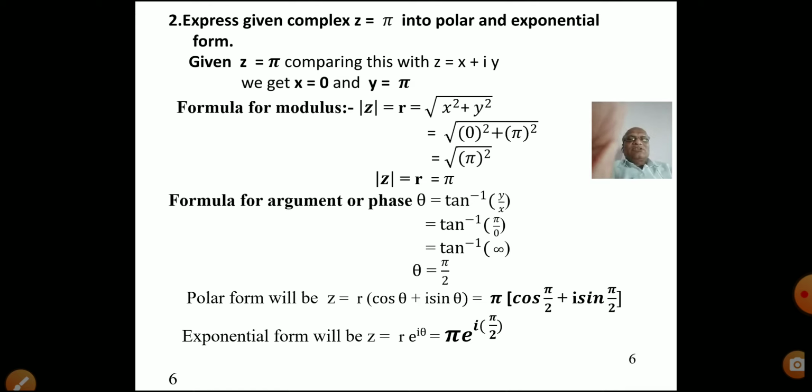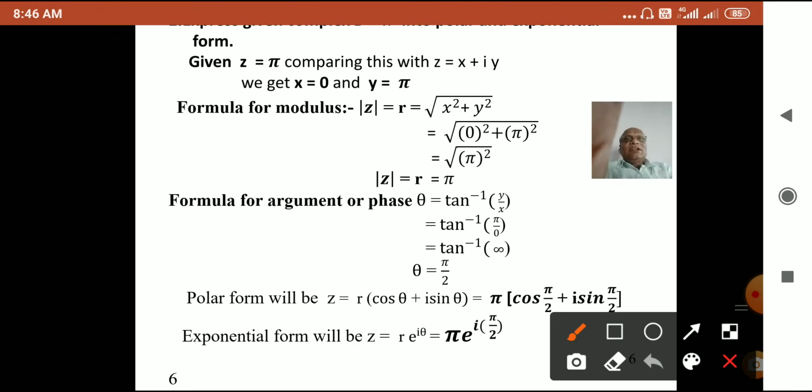Now similarly we take another example, that is express the complex number z equal to pi in polar and exponential form. So given is z equal to pi. Comparing this with our standard complex number z equal to x plus iy, we get the value of x as 0 and the value of y as pi.